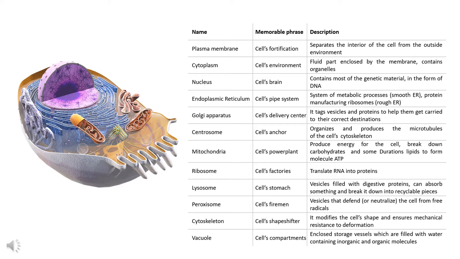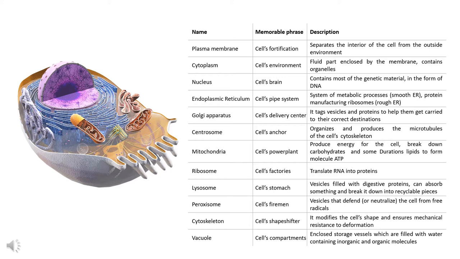Now coming to the Golgi apparatus. It is a cell delivery center. It consists of tagged vessels, which are taken away by proteins and delivered to the correct destination. Now coming to the centrosome, that is the cell's anchor. These organelles produce the microtubules of the cell's skeleton.